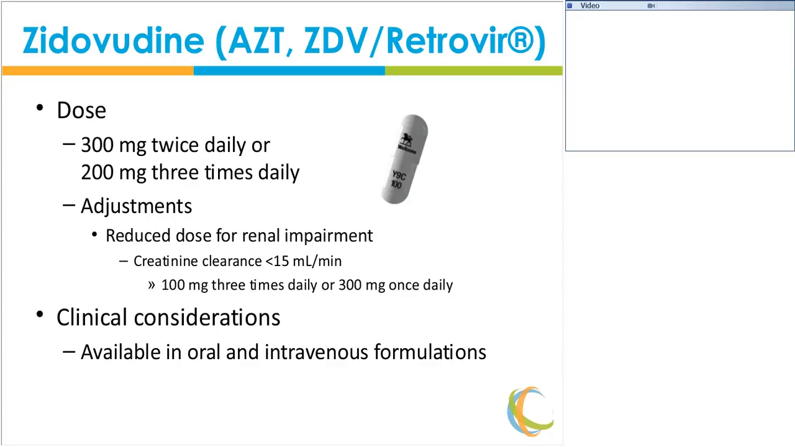And now we come to the final NRTI medication of this presentation, which was the first medication to be approved for HIV in 1987. Zidovudine, also known as AZT or ZDV, and by the brand name of Retrovir, is a nucleoside analog of thymidine.